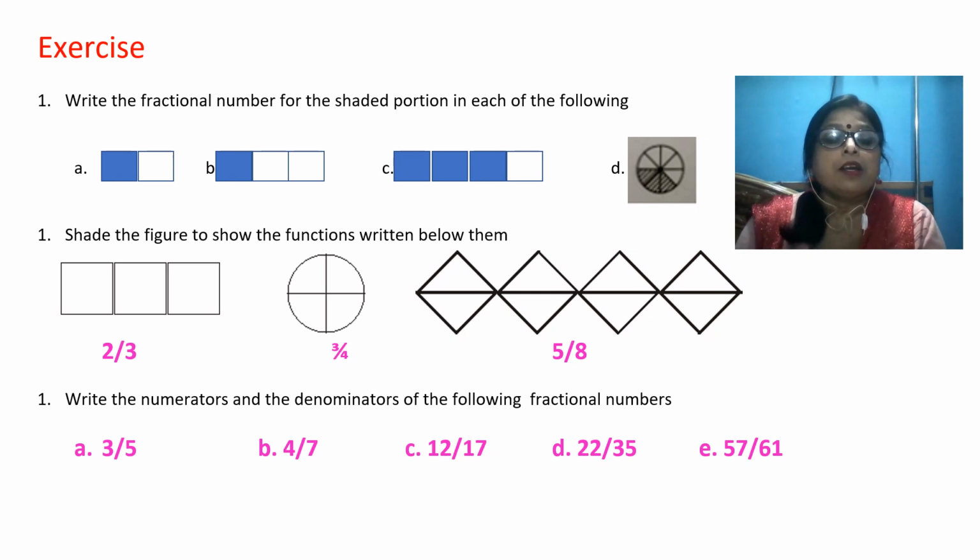Next, write the numerator and the denominator of the following fractional numbers. Here you will write n and d. Suppose in question 1a, the numerator is 3. So write down here n is equal to 3. Then d is equal to 5. In this way, you can solve the whole exercise.